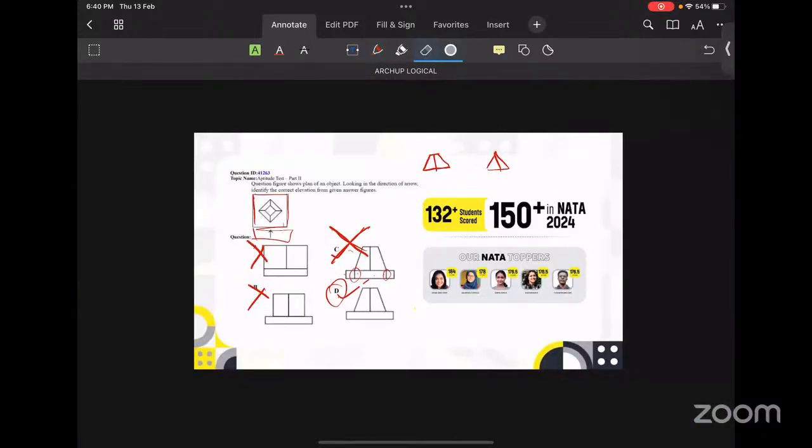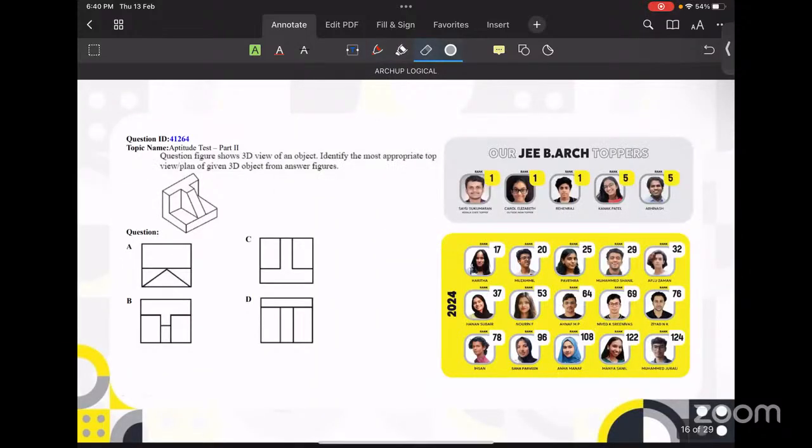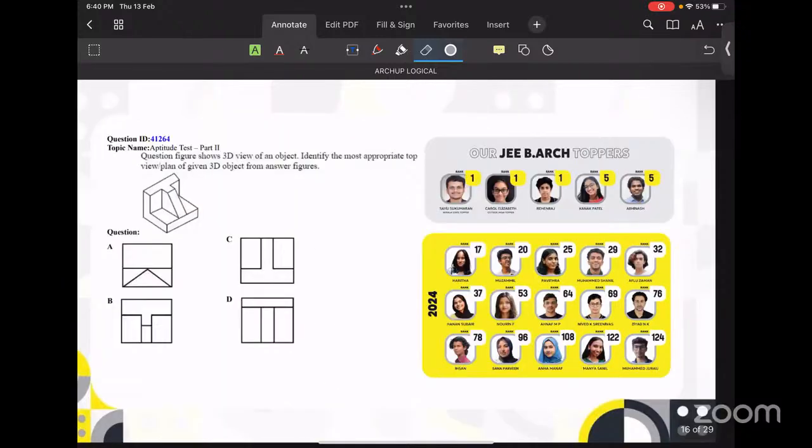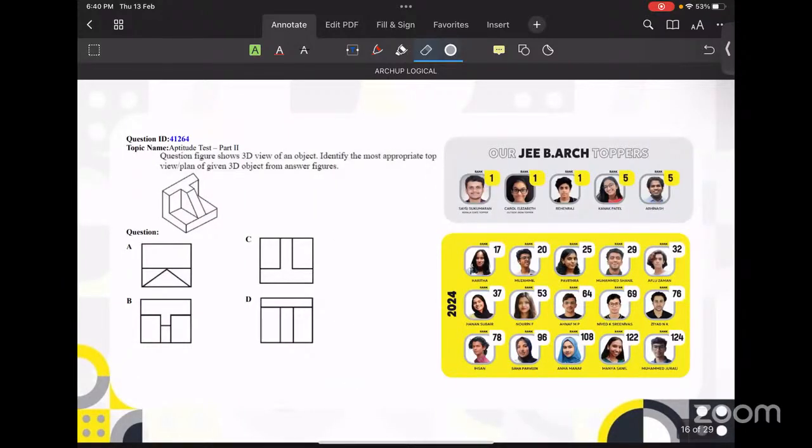Now, try this question. The question figure shows a 3D view of an object. Identify the most appropriate top view or plan of the given 3D object from the answer figures. So over here, we need to count. The question is about top view, so we need to count the number of faces you can see from the top.